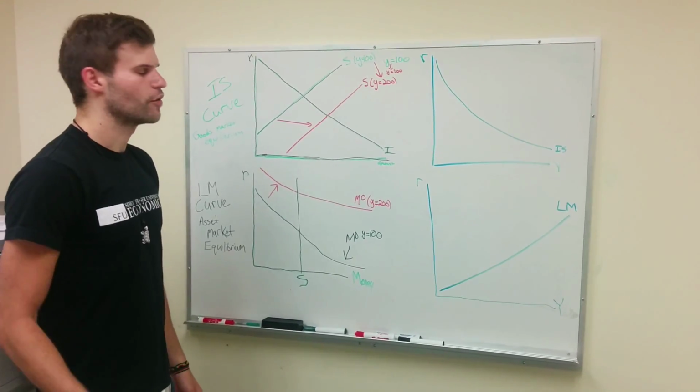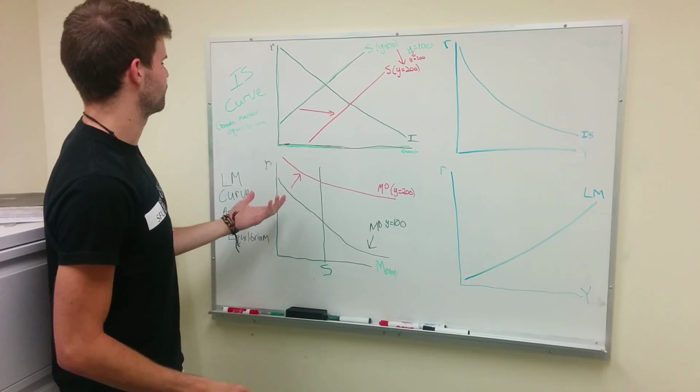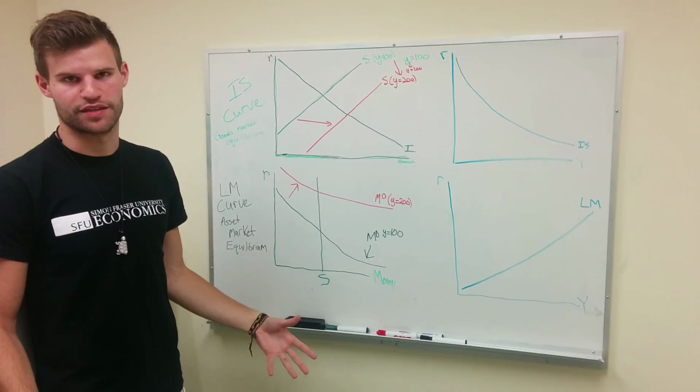Hey guys, I know I didn't get a great chance to explain this in class today because we had a lot to cover, but here's the gist of the IS and the LM curves and how they're derived.